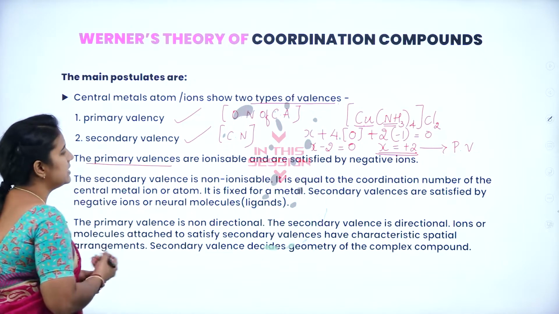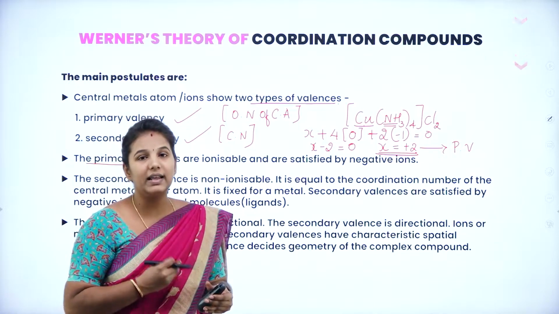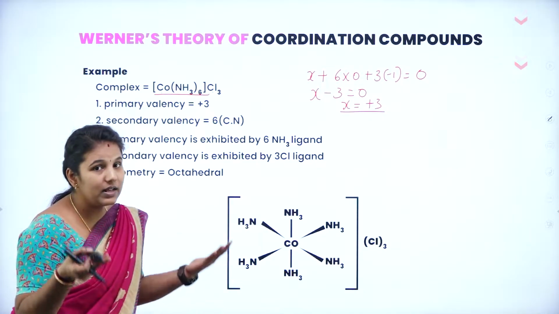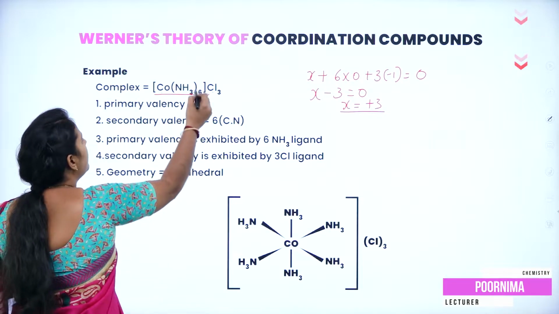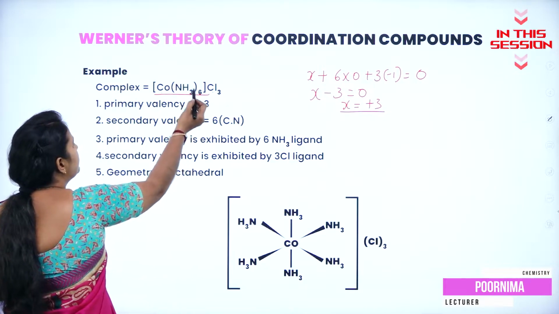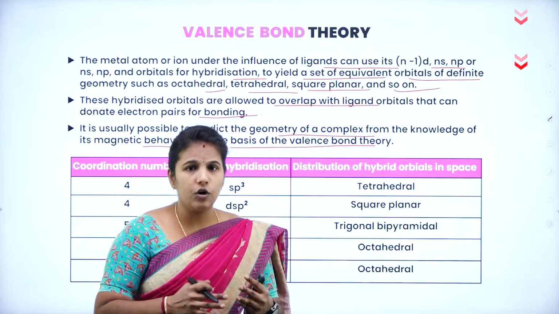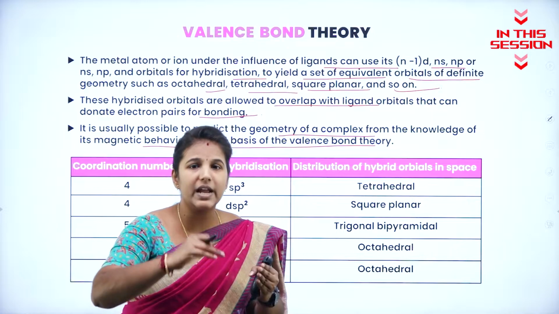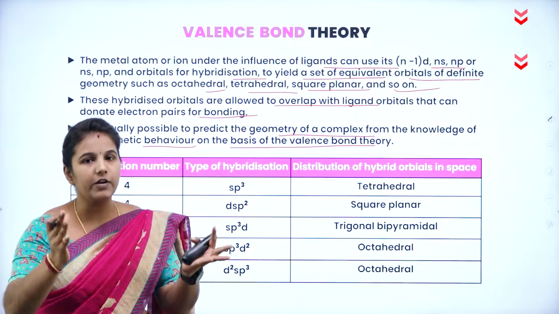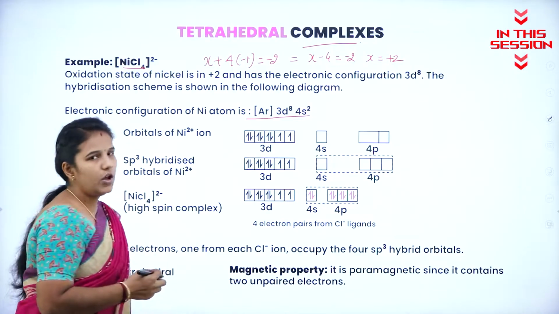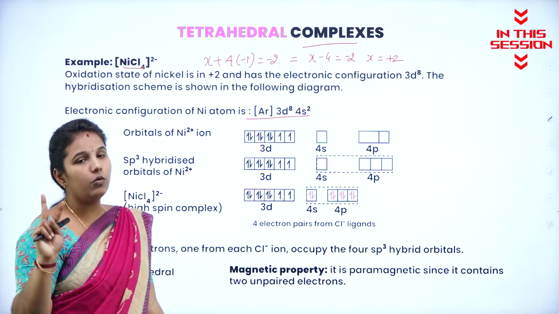Primary valency is ionizable and it is satisfied by negative ions. How to write the secondary valency? We know that secondary valency is nothing but the number of ligating ligands which form a coordination bond with the central metal atom. So the central metal atom overlaps with the ligating orbitals of the ligands and gives rise to the hybrid orbital. And from the oxidation number calculation, we have understood that it loses how many electrons? Only 2 electrons.